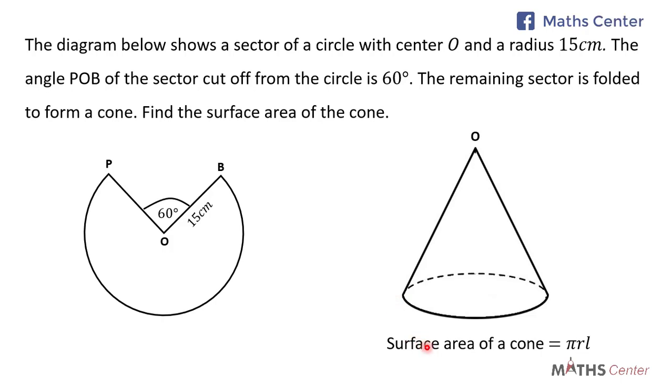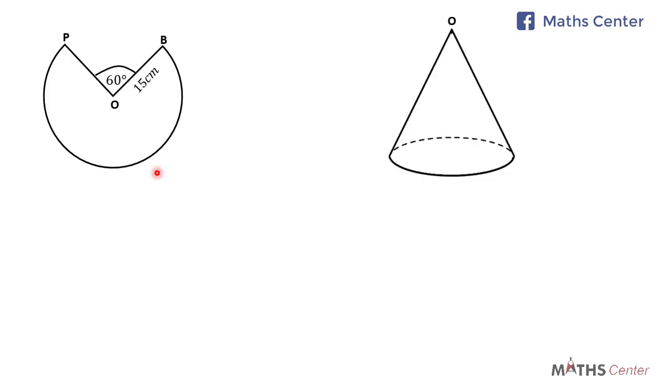The surface area of the cone is given by pi RL, where R is the radius of the circular base of the cone and L is the slant height of the cone. So in order to get the surface area of the cone, we will have to get the radius of the circular base and the slant height. Let's do that. So we have the major sector here and the cone.